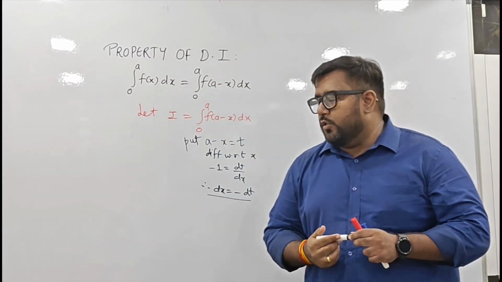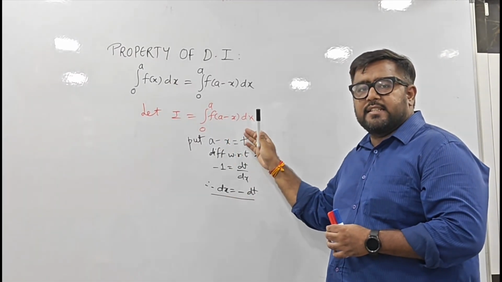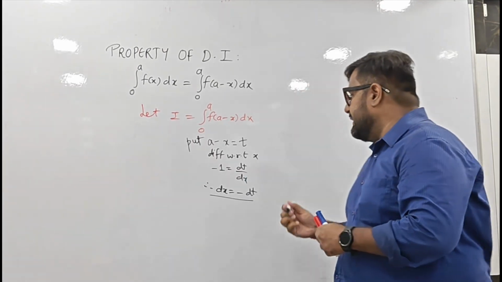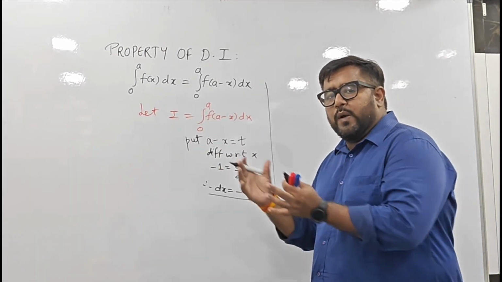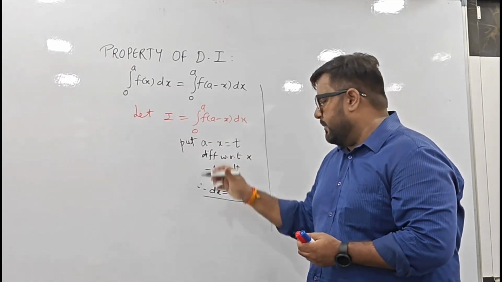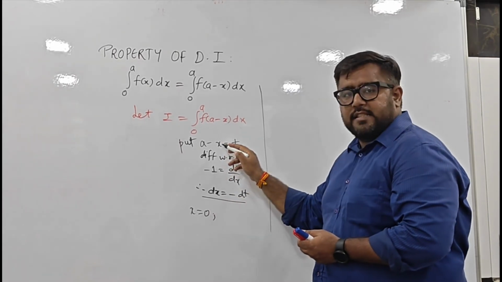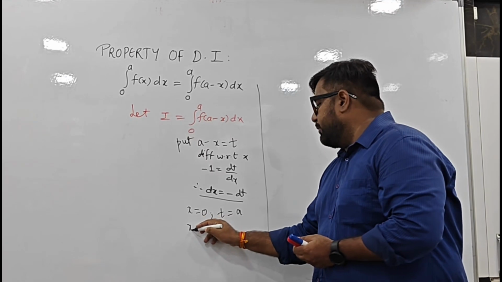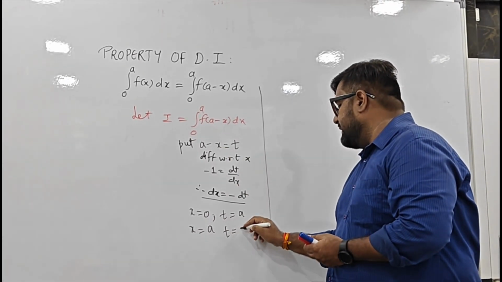Now what we tend to do here, after this step, is directly put a minus x as t and dx as minus dt. But what we need to remember is, if I have put a minus x as t, the entire question is changing in terms of t. So I need to change the limits also. Now if x is 0, I will put x as 0 here. That gives me t equal to a. And if I put x as a, I will get t as 0.